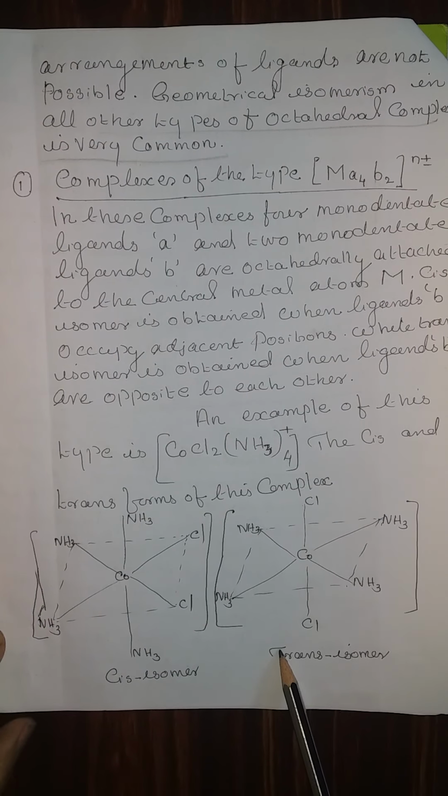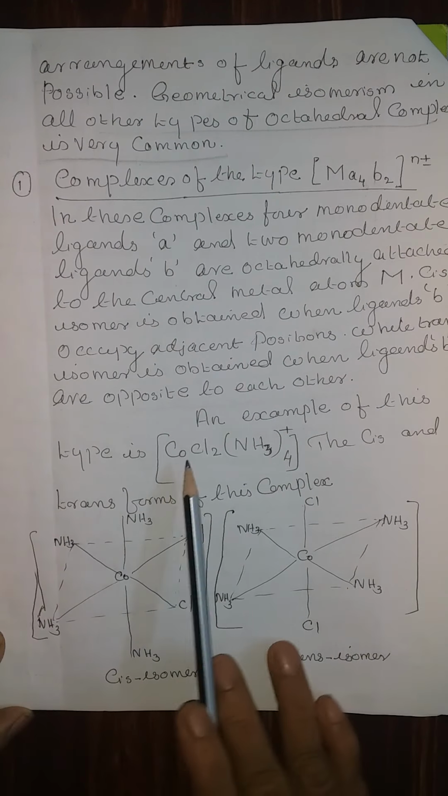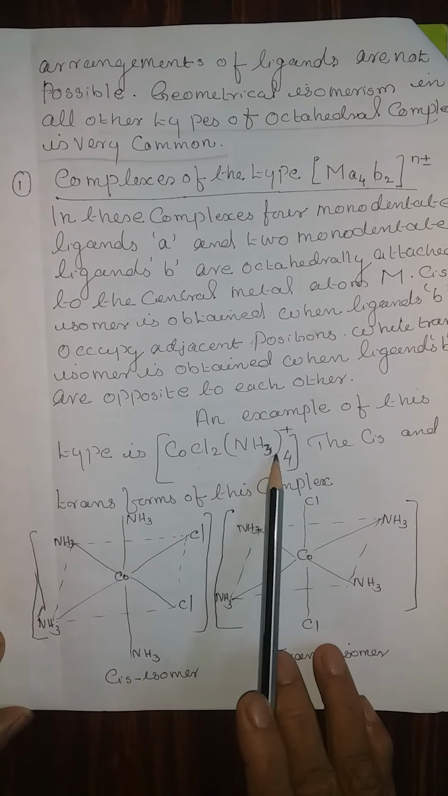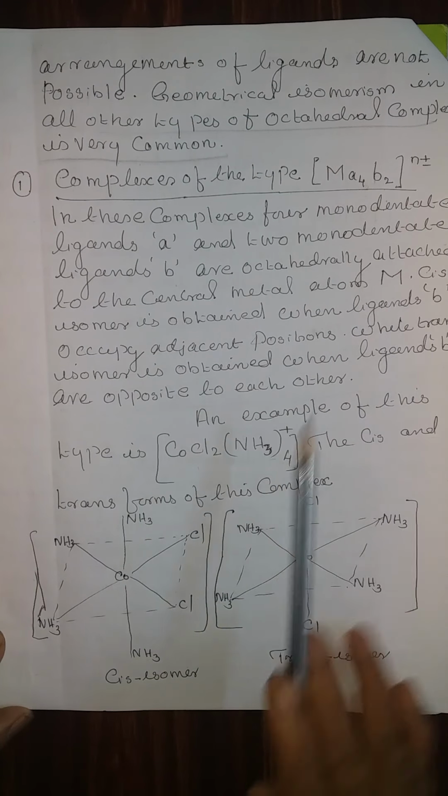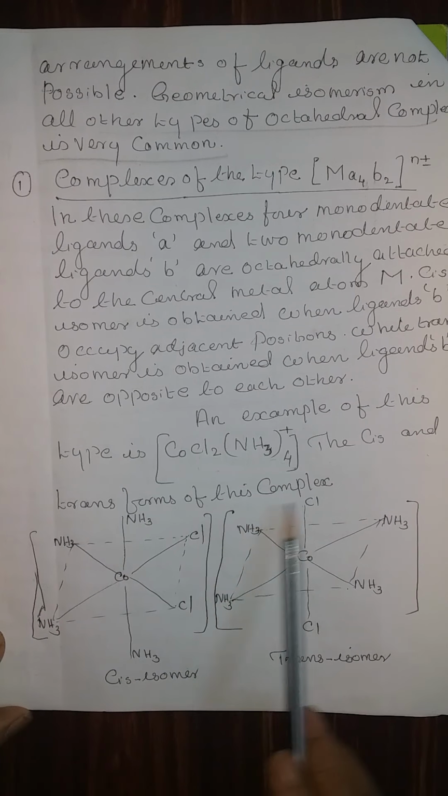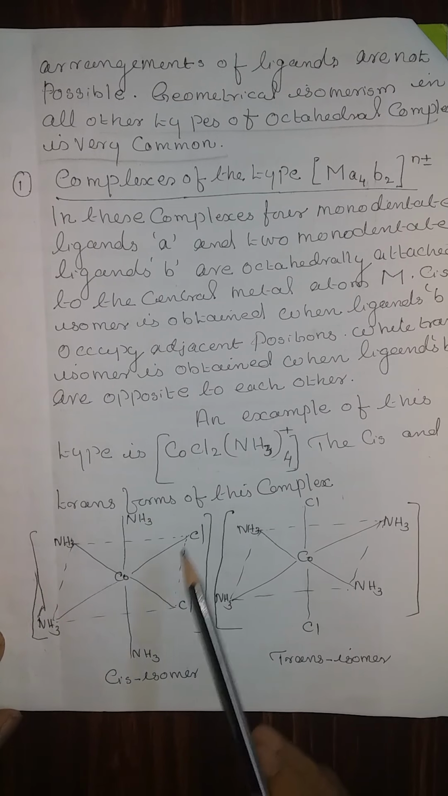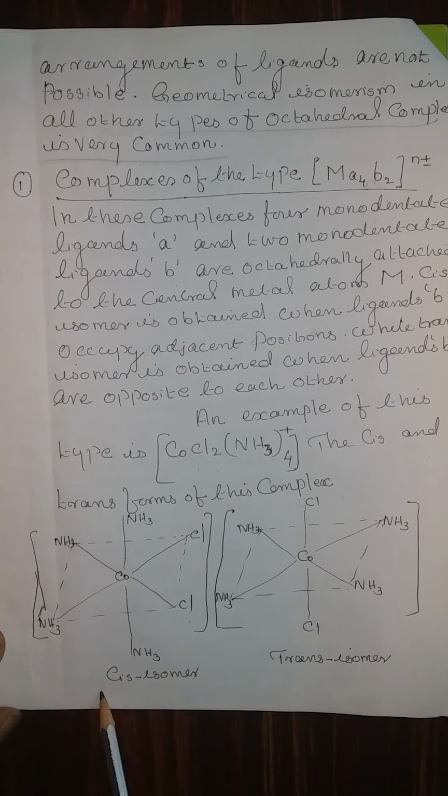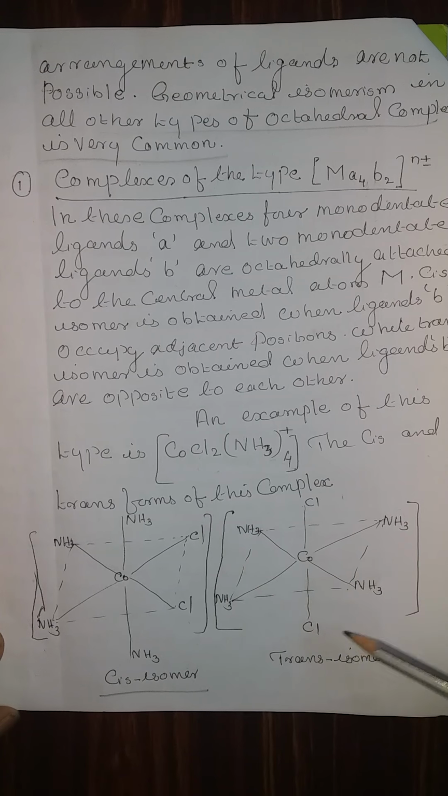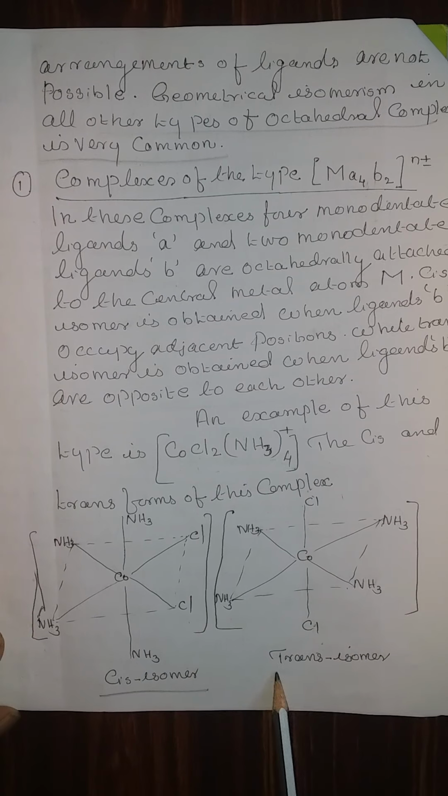All the diagrams are important to explain this type of isomerism. An example of this type is [CoCl2(NH3)4]. This is A, this is B. NH3 4 times represents the A here, and Cl2 represents the B. The cis and the trans forms of this complex, the diagrammatic representation: when NH3, NH3 and Cl come adjacent, it is known as a cis isomer. Whereas the NH3 on all the 4 and the chlorine on the opposite sides is a trans isomer.